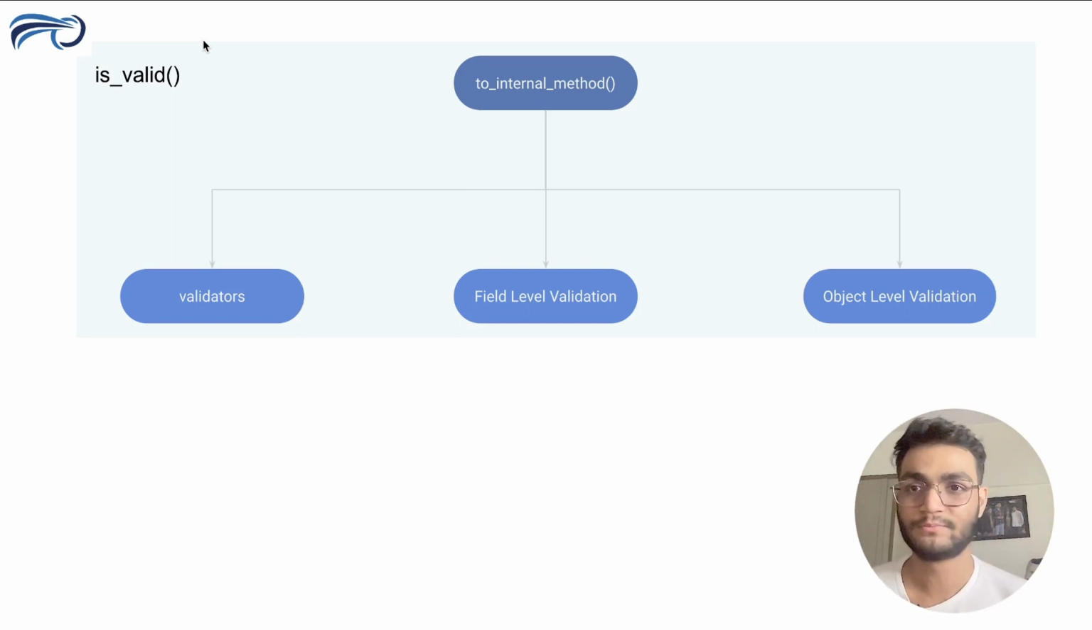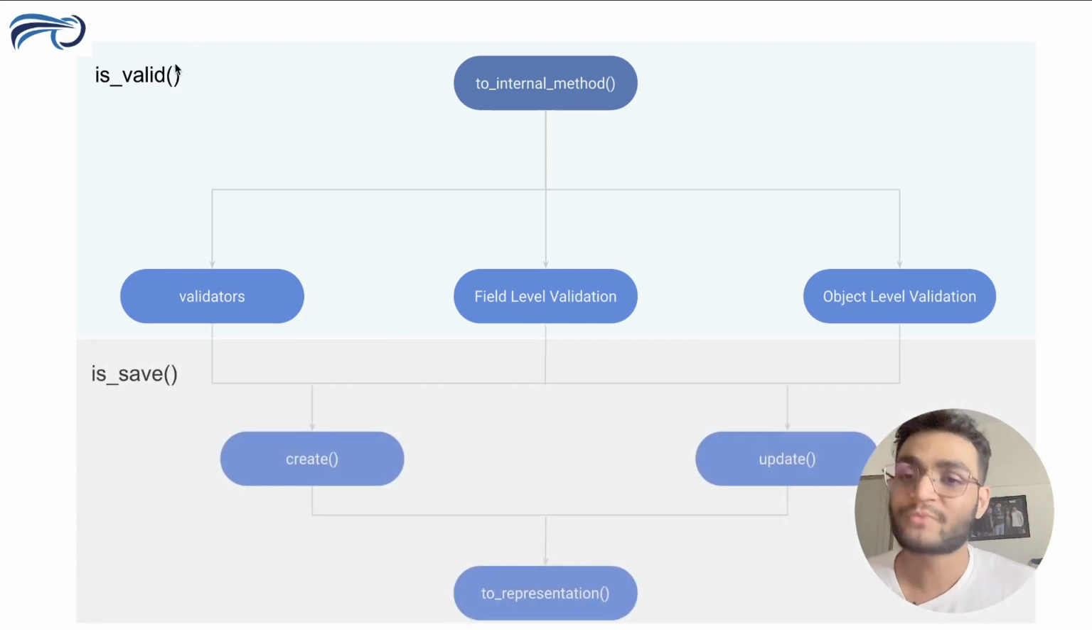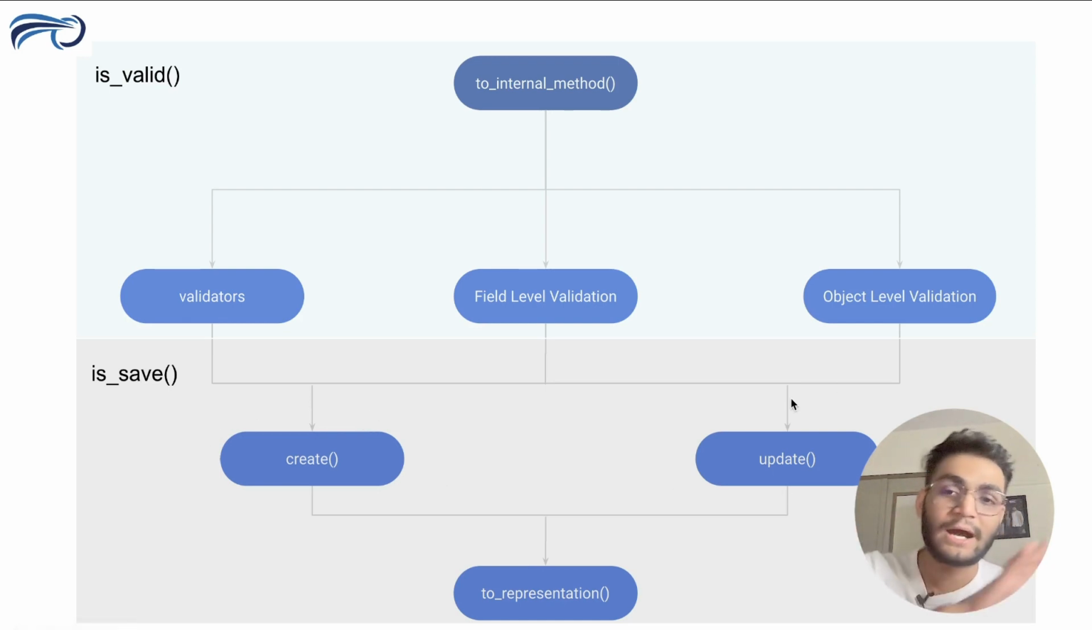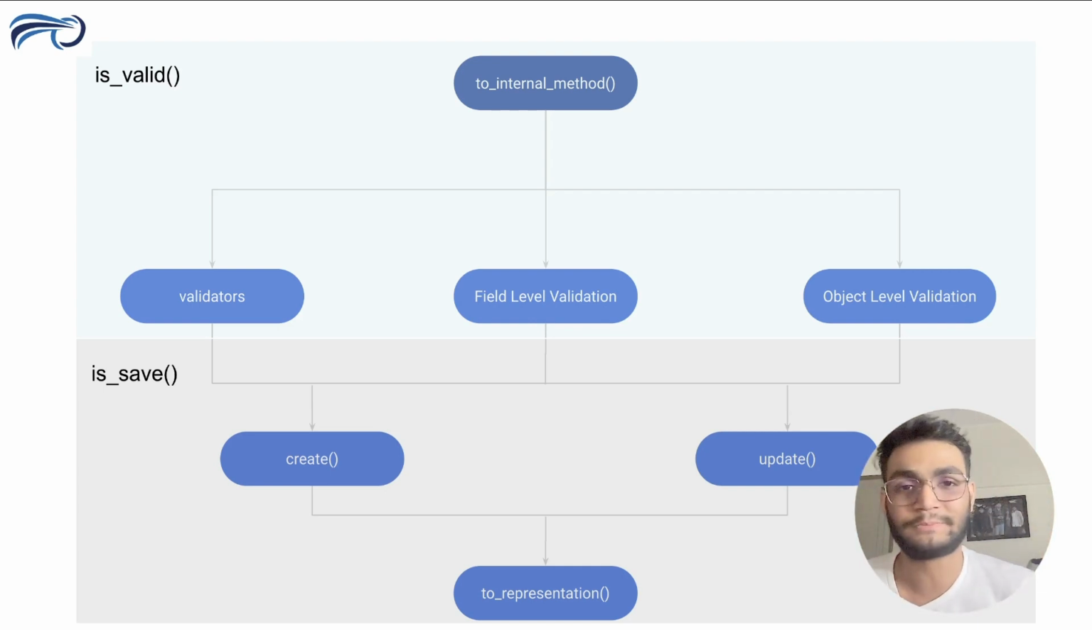If we get true, we'll call the save method, and after that the data will get created or updated. After that is done, the data is passed to to_representation, and then we can send it to the other people, front end or other application people.